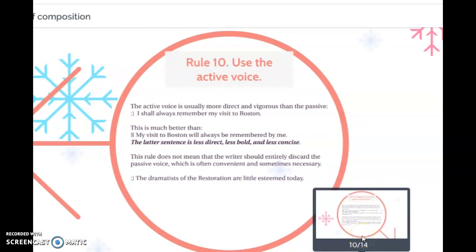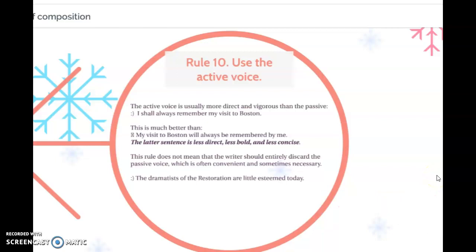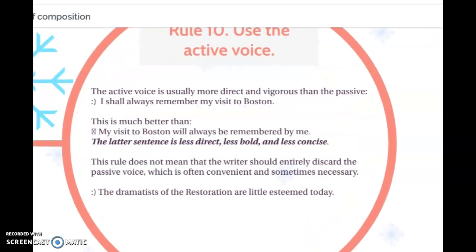The use of the active voice. Of course, in writing it is usually much more preferable to be direct and vigorous than to use the passive voice. For example, saying, I shall always remember my visit to Boston, is better than saying, my visit to Boston will always be remembered by me. The first sentence is much more direct. The later sentence is less direct, less bold, less concise. Okay, we should always aim for concise and direct.